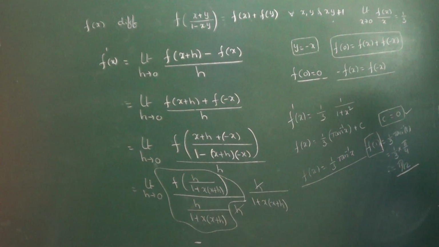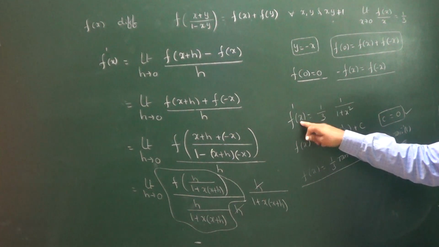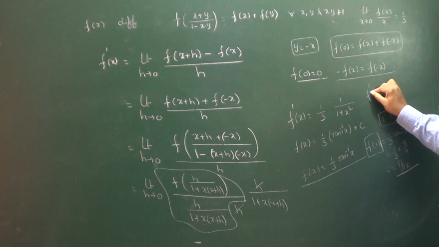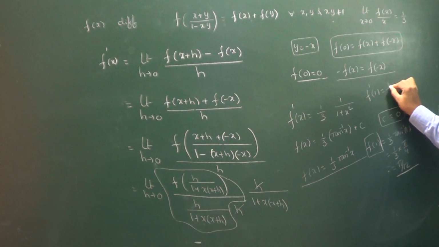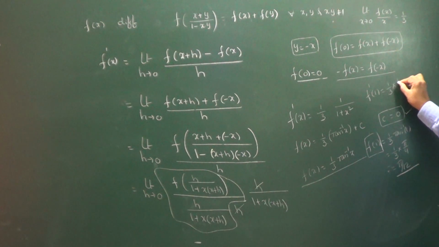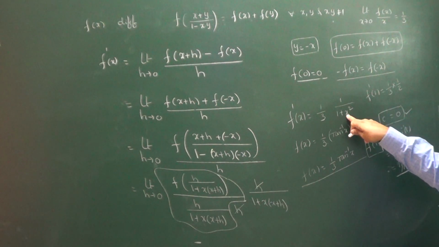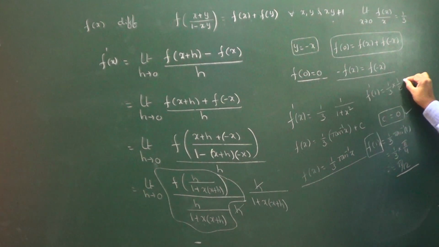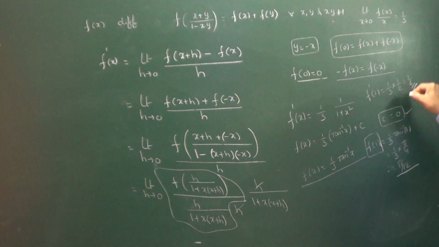But in the question he is asking to find f dash of 1. So what is f dash of 1? f dash of 1 is equal to 1 by 3 into 1 by 2, since x is equal to 1. So we are getting the answer as 1 by 6.